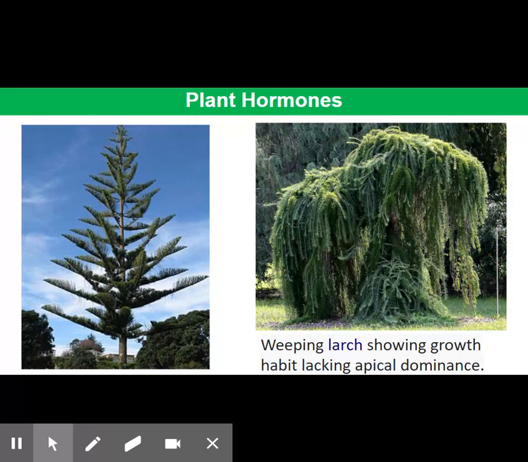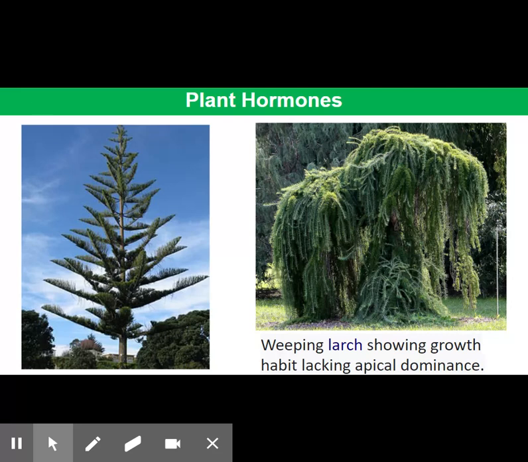Apical dominance is shown in our Christmas trees. That's a good example of where we see it. And the lack of apical dominance is shown in plants like the weeping larch, as you don't have that inhibition happening from the active apical bud. So the lateral buds don't remain dormant, instead they're active, which is why you see the shape of that weeping larch. Now, the exact way in which the inhibition of the lateral buds is caused has not actually yet been worked out. However, we do know it involves auxin.